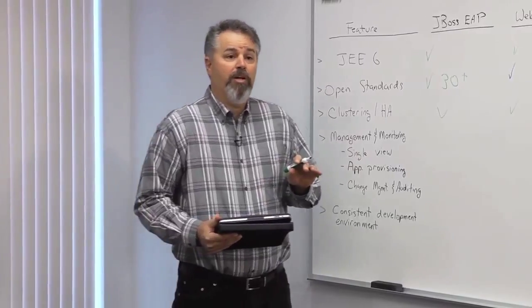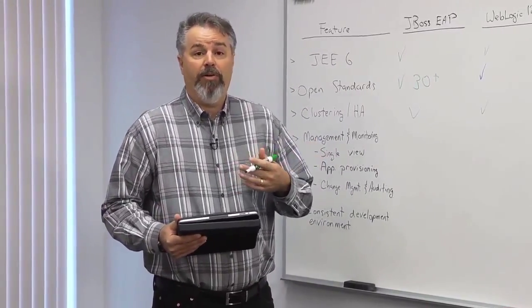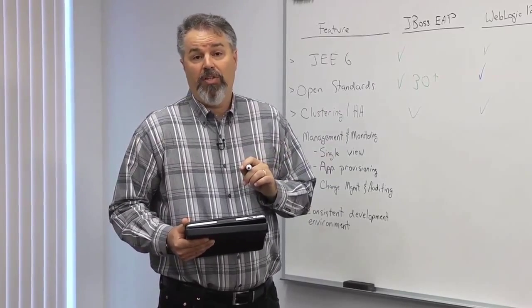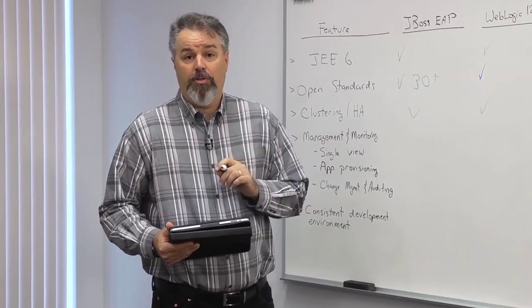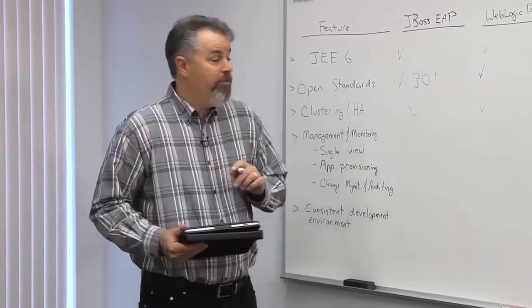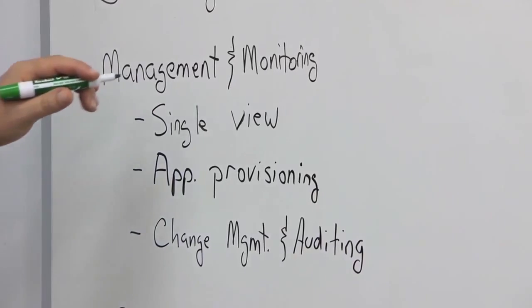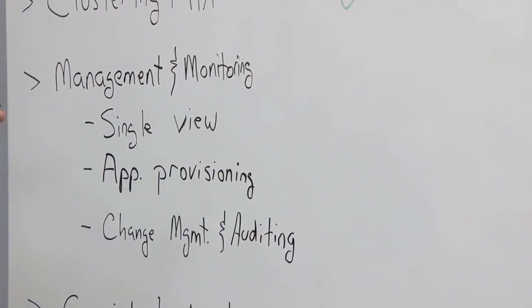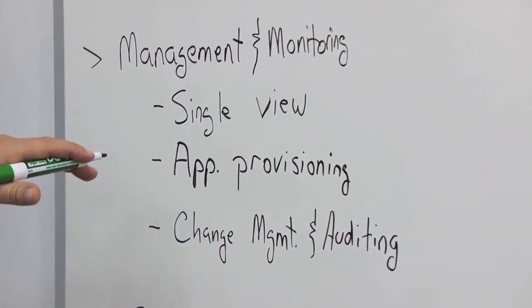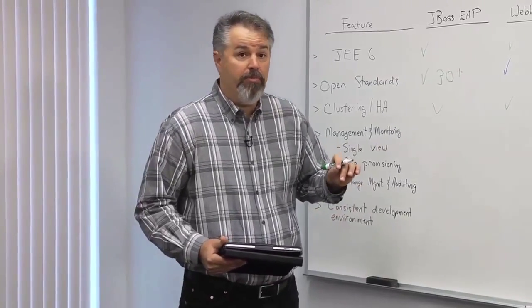When we look at management and monitoring, it's an important fact I need to talk to you about, and that's the fact that we're going to be talking about a managed JBoss EAP subscription. And a managed subscription means that you also have access to JBoss Operations Network, which is key to our management monitoring capabilities. Within the management monitoring, we're concerned with three major areas: single view, application provisioning, change management, and auditing. And we want to be able to perform all of these tasks across all the domains that we've deployed to.